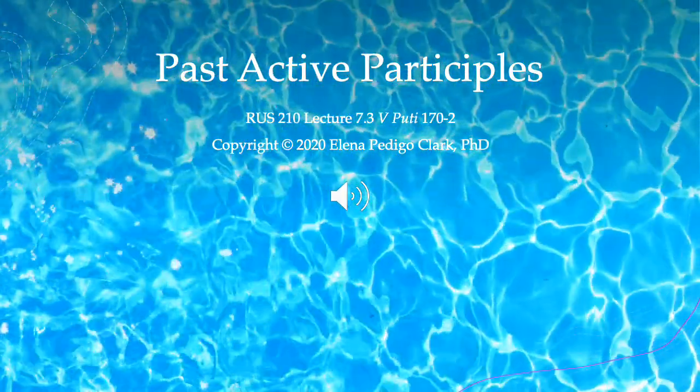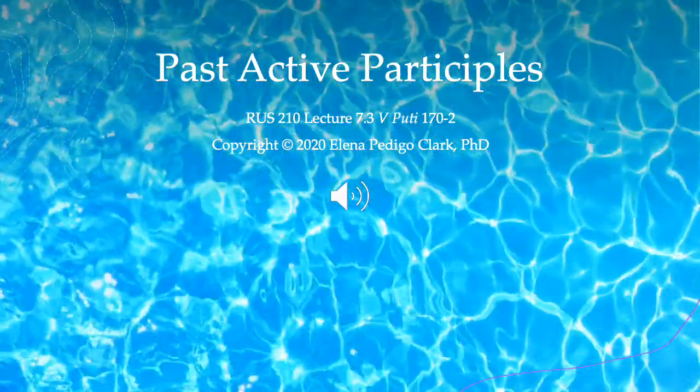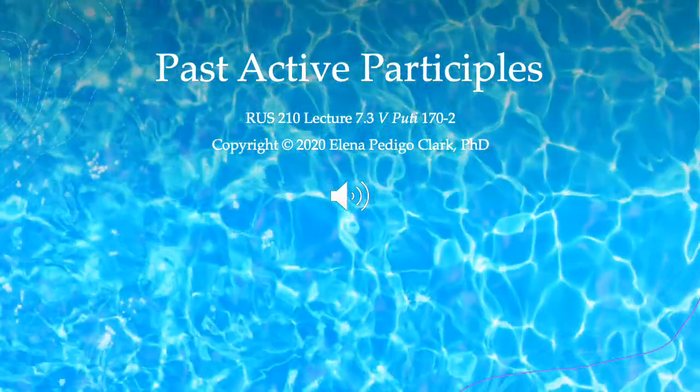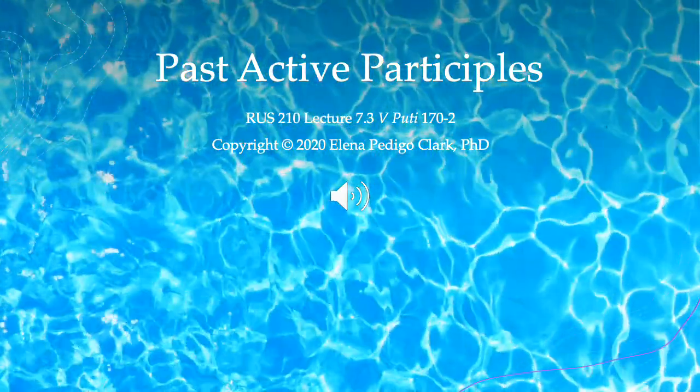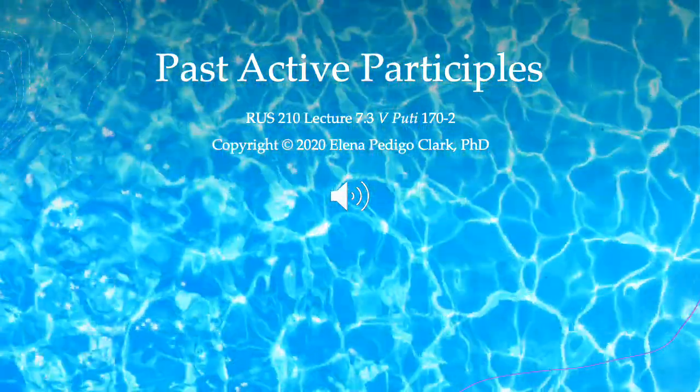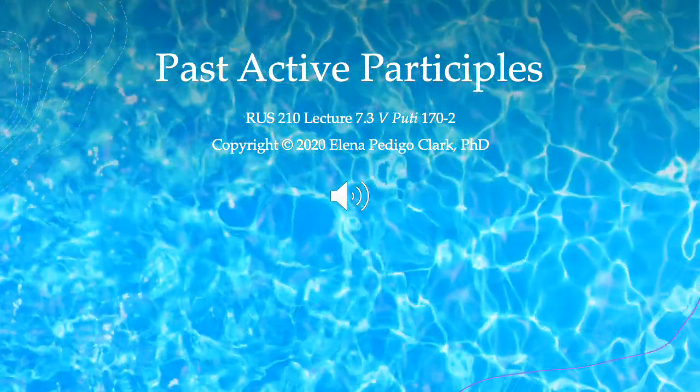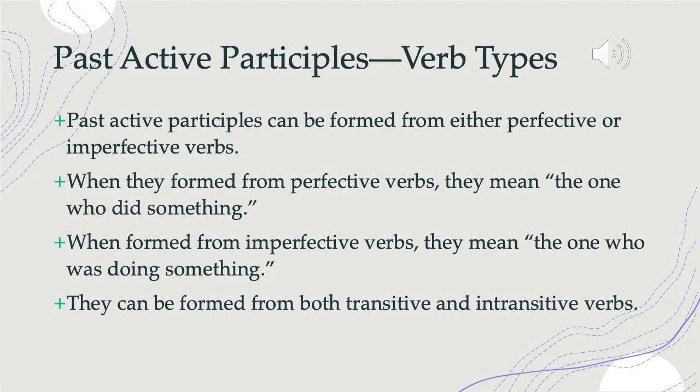Hi everyone, it's Professor Clark, and in this lecture we are going to get into past active participles. In the previous lecture we talked about present active participles, and now we're going to talk about past active participles. As you recall, present active participles can only be formed from imperfective verbs, but past active participles can be formed from either perfective or imperfective verbs.